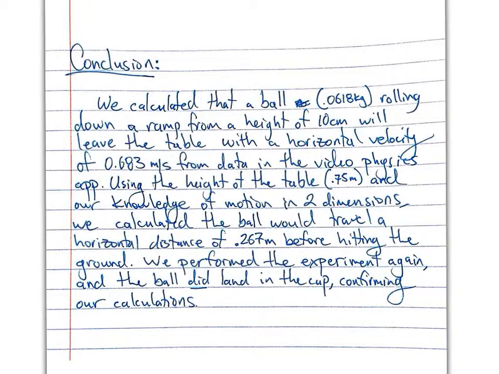So this is sort of the thesis. We calculated the ball would travel a horizontal distance of this many meters before hitting the ground. I could have started with that, and it may actually have been better. Then we performed the experiment again, and the ball did land in the cup, confirming our calculations. So this is our claim that the ball will travel this far horizontally. Some evidence backing that up is that it actually did when we reperformed the experiment, but we also have data and calculations confirming why this is the case.